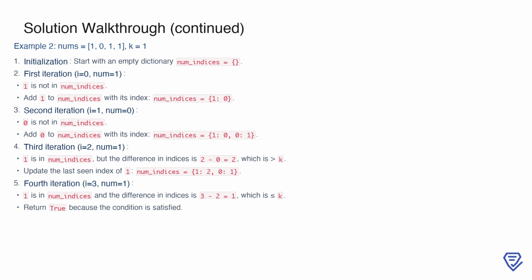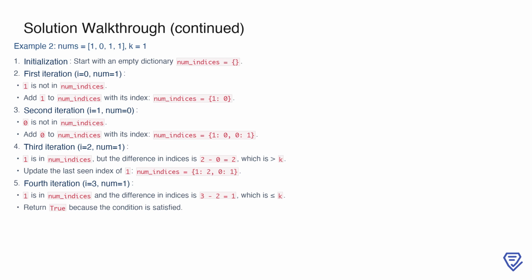On the third iteration, the number is 1 at index 2. Now, 1 is already in the dictionary, but the difference between the current index and the last seen index is 2 - 0 equals 2, which is greater than k. Because the condition is not satisfied, we update the last seen index of 1 to 2, resulting in number_indices equals {1: 2, 0: 1}.